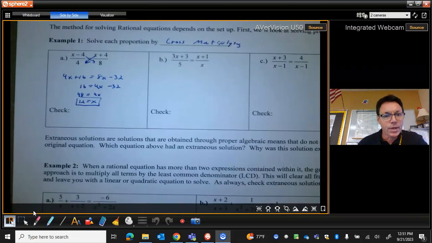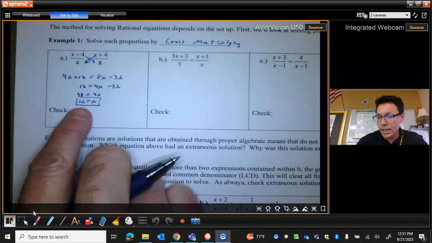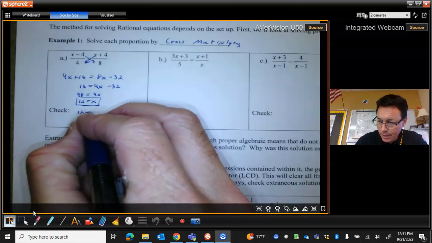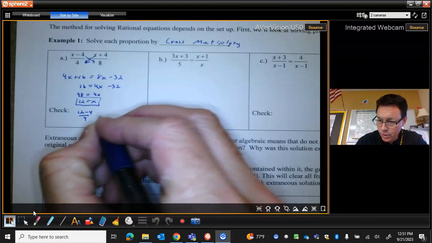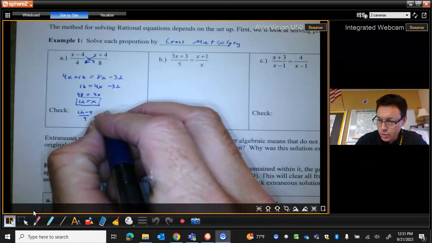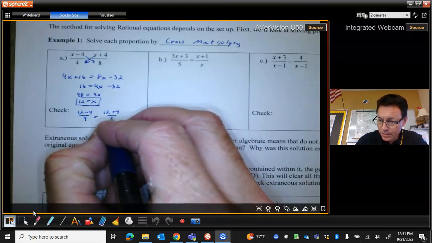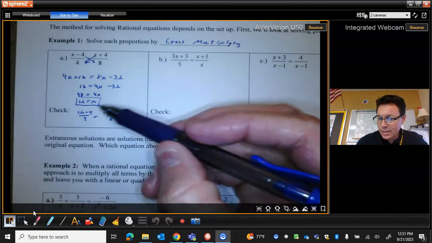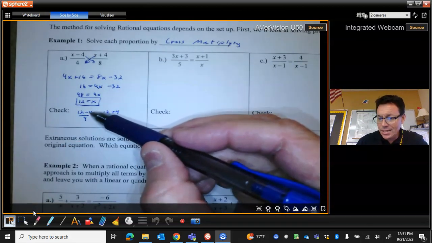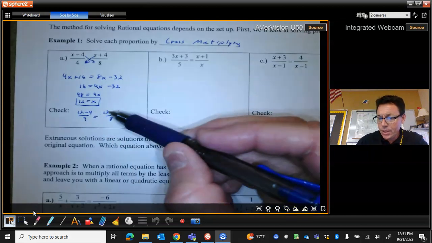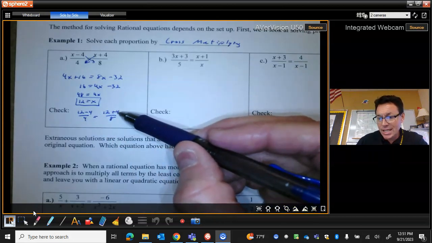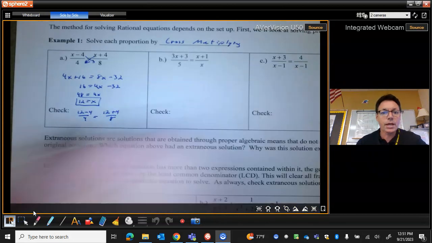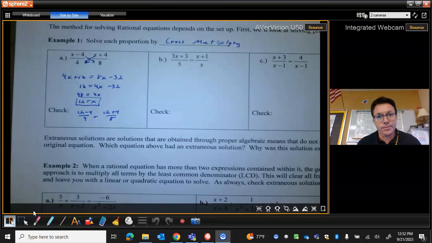If you check your answer, you're going to get 12 minus 4 divided by 4 is equal to 12 plus 4 divided by 8. 12 minus 4 is 8, 8 divided by 4 is 2, 12 plus 4 is 16, 16 divided by 8 is 2, and so the two sides do equal each other, okay? Take a look at the second one.